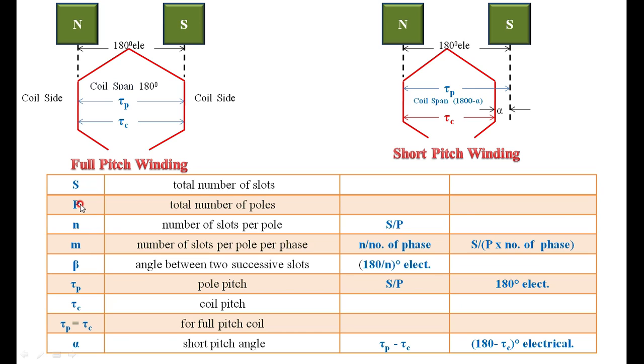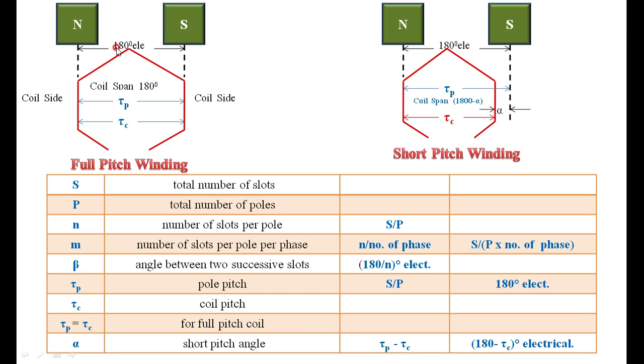Then how to distribute that? It is what we are calling the number of slots per pole. We know the number of slots, we know the number of poles, therefore the number of slots per pole is S by P, that is represented by N. Therefore N is the number of slots per pole, it is S divided by P. Then the conductors are distributed for each pole.